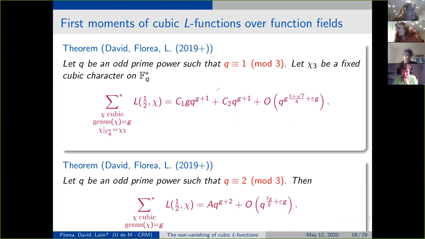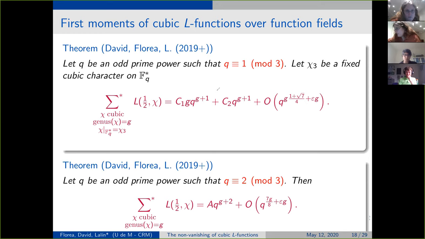Okay, so what do we have with these two characters? Well, our results: we have one result for each case, so q congruent to 1 mod 3 and q congruent to 2 mod 3. For q congruent to 1 mod 3, essentially we have a formula that is g times q to the g plus 1. Okay, so remember, I said I'm not going to define what genus is. But in the quadratic case, you can think of the degree as 2g plus 1. Well, in this case, for q congruent to 1 mod 3, you can think of the degree to be g plus 1. It's actually, again, not exactly, but that's a good approximation. And then for q congruent to 2 mod 3, the degree will be like g plus 2. So that's why you see the g plus 2 in the exponent and the g plus 1 in the exponent of the powers of q there.